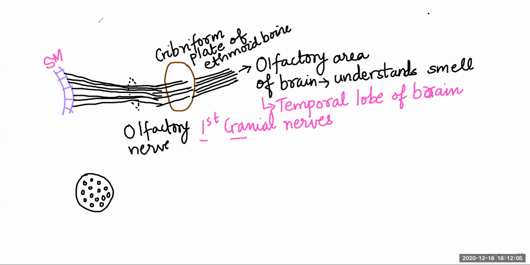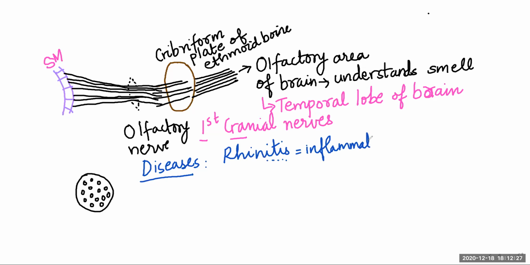Next, diseases related to the nose. The first disease is called rhinitis. Rhino means nose, itis is inflammation. So inflammation of the nose, that is redness, swelling, pain and heat of the nose.